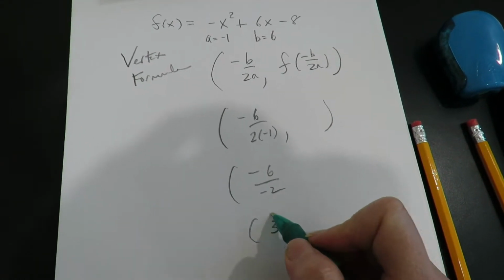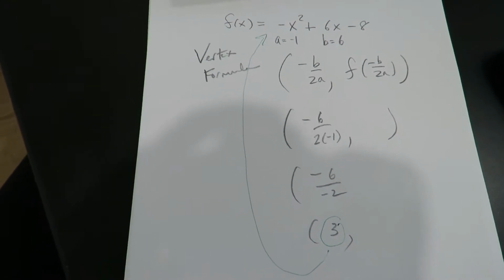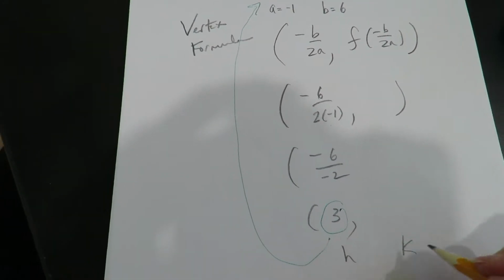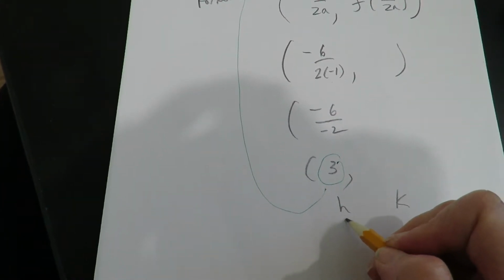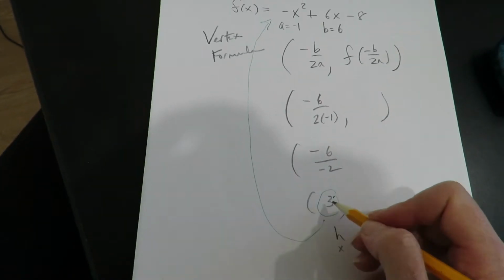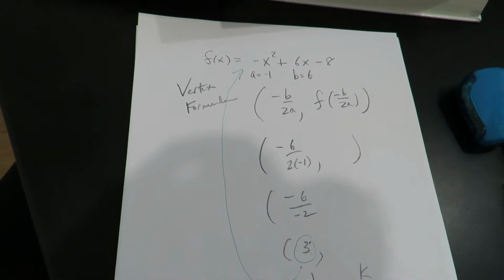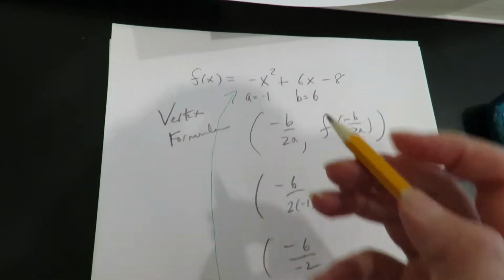And as I said last time, this is a spot where students tend to not be sure what to do next. So even though we're calculating HK, H is a special X and K is a special Y. So we're going to actually plug X in to find Y. So here we go. I'm going to plug 3 into the original.